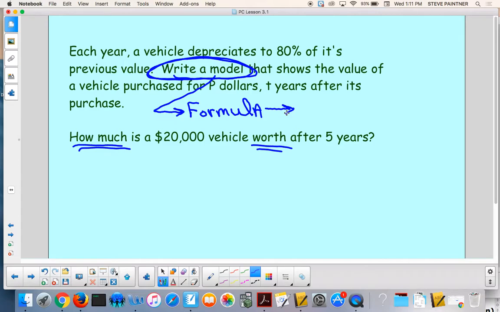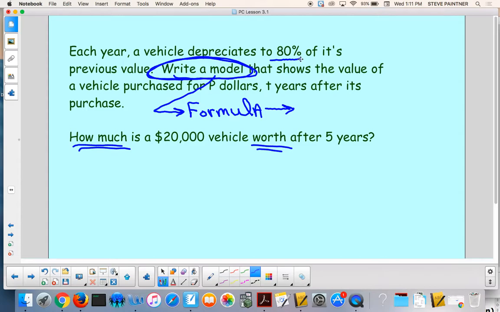How do you know this is decay, by the way? It's depreciating. The word depreciate means you're going to lose money. If you've already bought your first car and you're driving it, every day you drive your car, your car depreciates. It means you lose value every day because you're wearing your car out. So each year a vehicle depreciates to 80% of the previous value. Today it's worth 100%. 1 year from now, it's worth what?